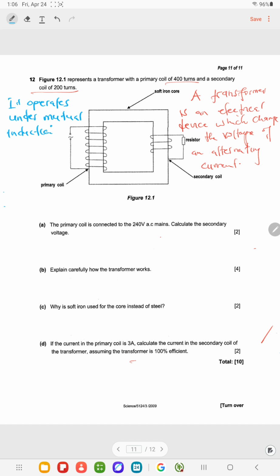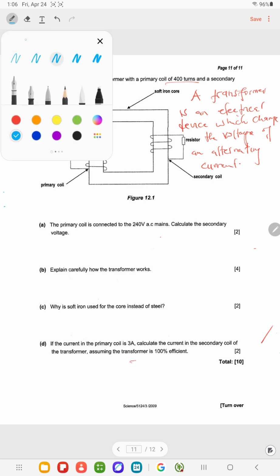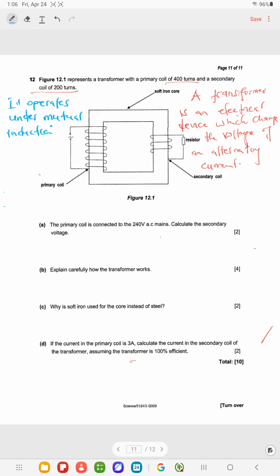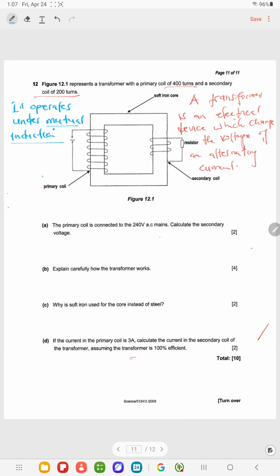The operation under mutual induction looks at the concept of magnetism and electricity. We know that when current passes through a conductor, it produces a magnet, and when a magnet passes through a conductor, it also produces electricity. If you combine these two ideas, they give us what you call electromagnetic induction. Now, since it operates under mutual induction, we need to look at the structure of a transformer the way it is. So this is the structure of a transformer.